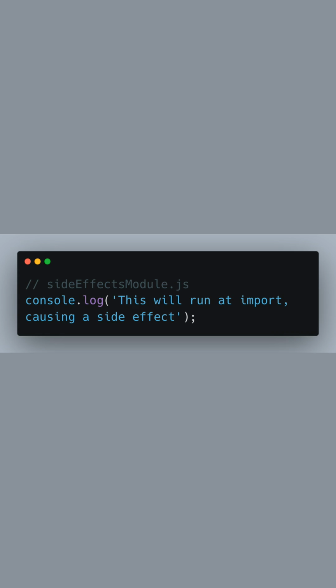Let's start with our side effects module JS file. Notice that we have a console log statement at the very top. This line will execute as soon as we import this module, which is a side effect. A side effect is any application state change that is observable outside the called function besides its return value. In this case, the observable change is the output to the console.